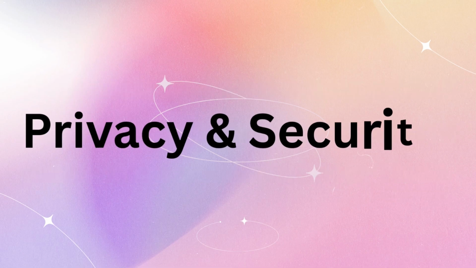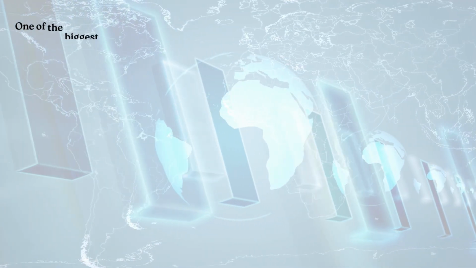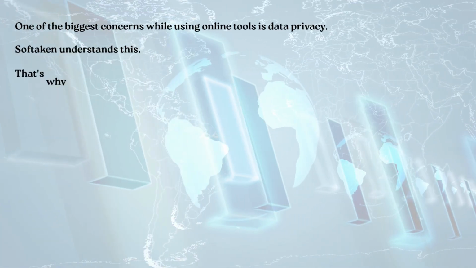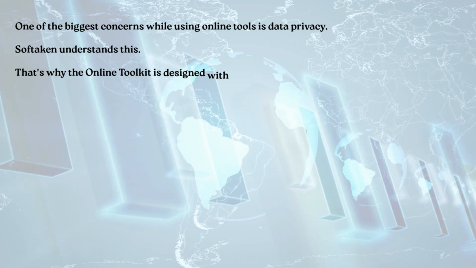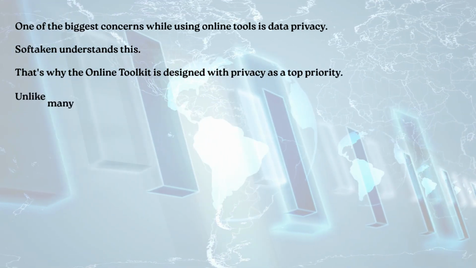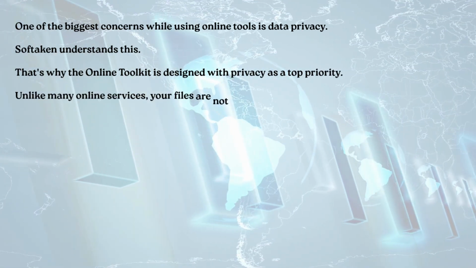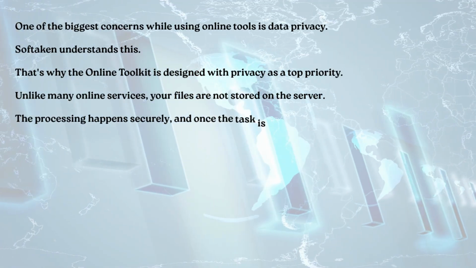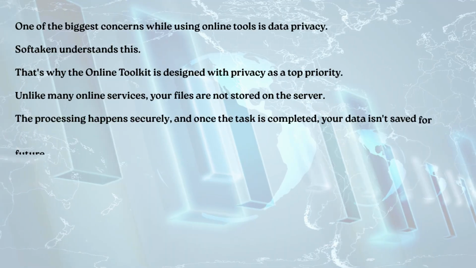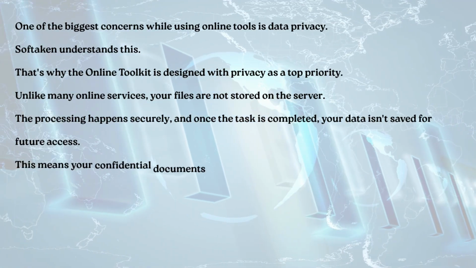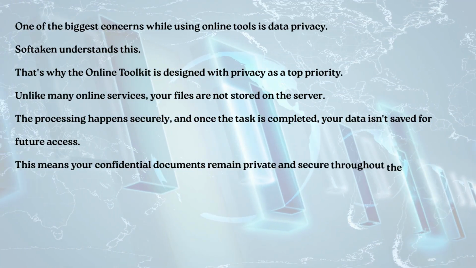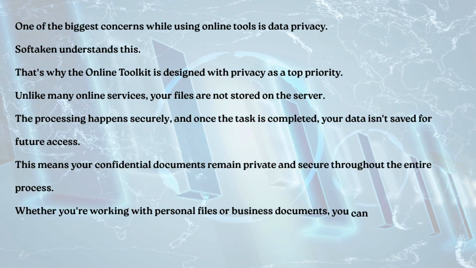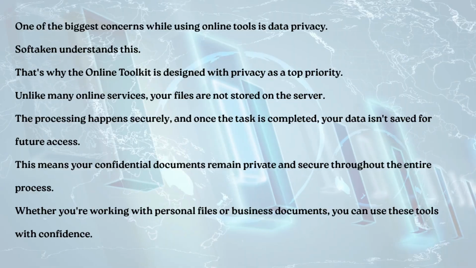Privacy and security. One of the biggest concerns while using online tools is data privacy. Softaken understands this. That's why the online toolkit is designed with privacy as a top priority. Unlike many online services, your files are not stored on the server. The processing happens securely, and once the task is completed, your data isn't saved for future access. This means your confidential documents remain private and secure throughout the entire process. Whether you're working with personal files or business documents, you can use these tools with confidence.